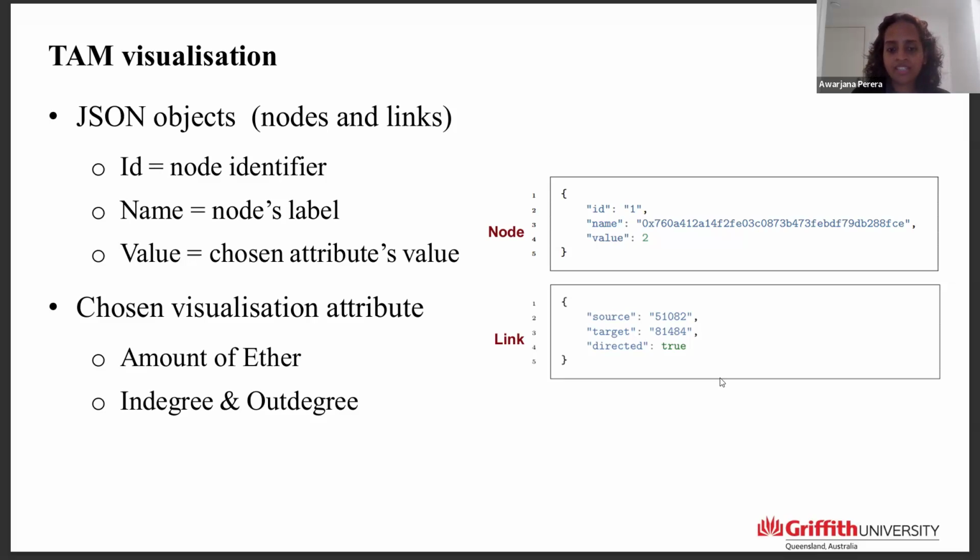And another thing about specifying the links: maybe you saw in one of the diagrams of TAM before, in TAM the links are shown as arrows. So if we want them to be visualized as arrows, it's important that we set this directed property to true. If we set this to false, it will be visualized as just straight lines.